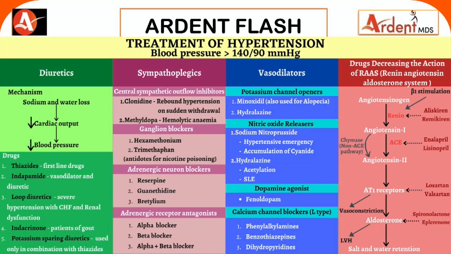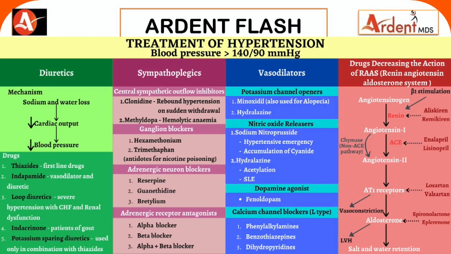Coming to the diuretics, the best one is thiazides, the first line drugs for mild to moderate hypertension. In case of severe hypertension, we can go for loop diuretics. The second category of drugs is sympathoplegics, which decrease the sympathetic activity. Four types of drugs: central sympathetic outflow inhibitors, that is alpha 2 agonists; second, ganglionic blockers; third, reserpine; fourth, adrenergic receptor antagonists.